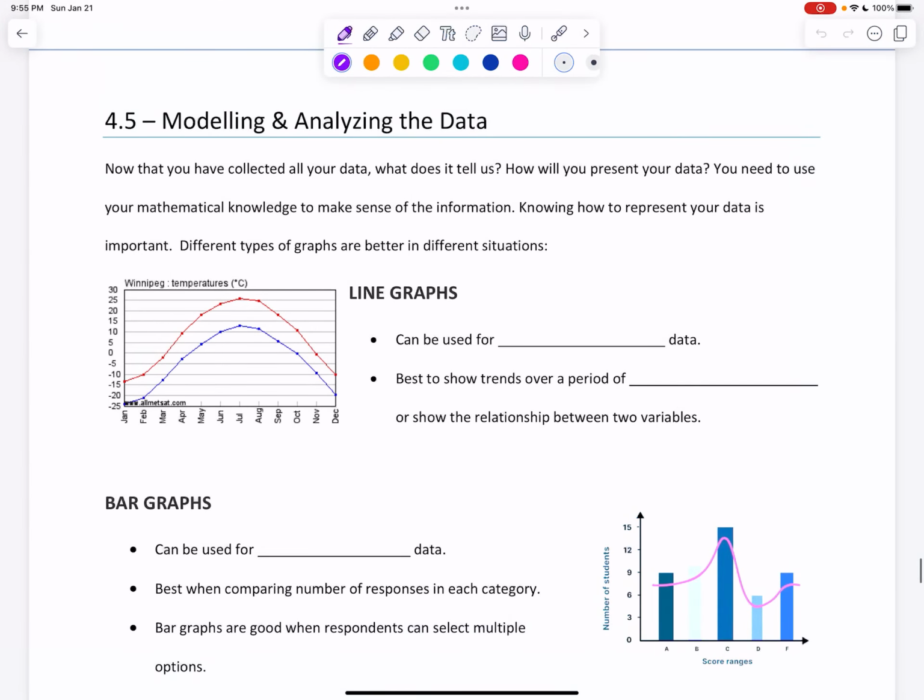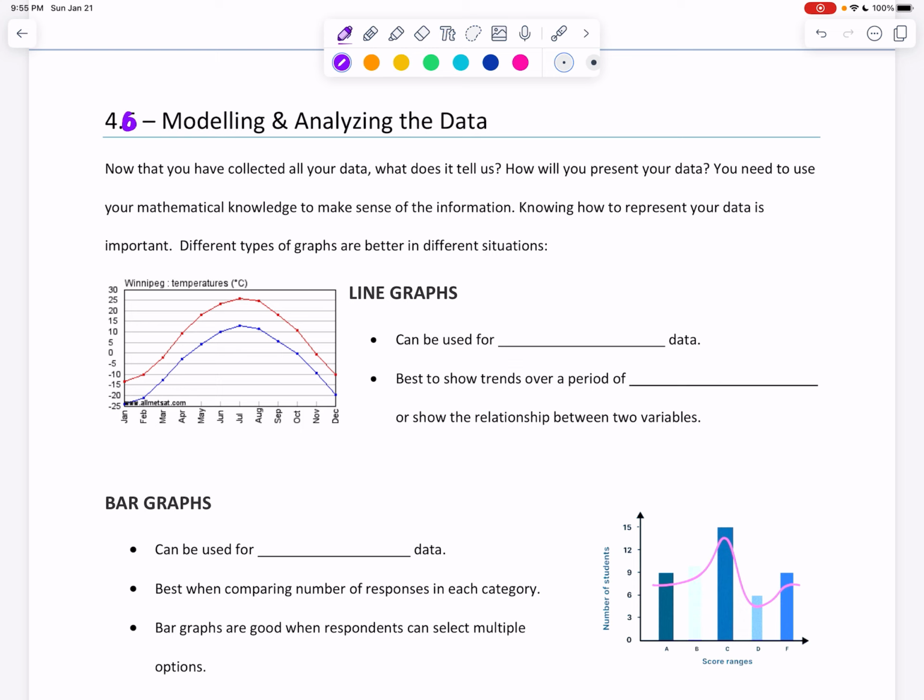Hello, grade 9s. Today we are tackling the last section of the notes, which is modeling and analyzing the data. This should be 4.6 in our books, not 4.5. My bad. Okay, so we've tackled a lot of things in this unit so far.